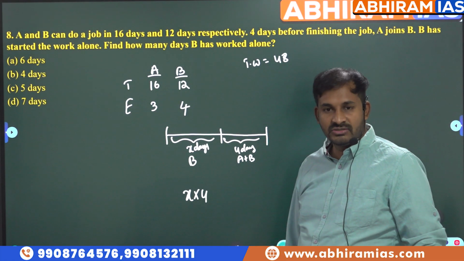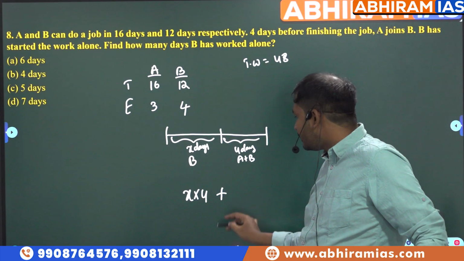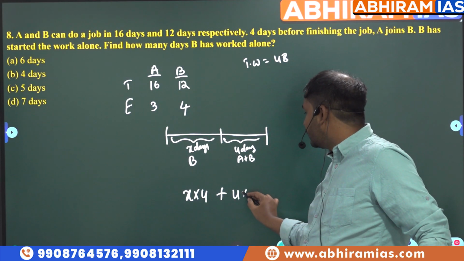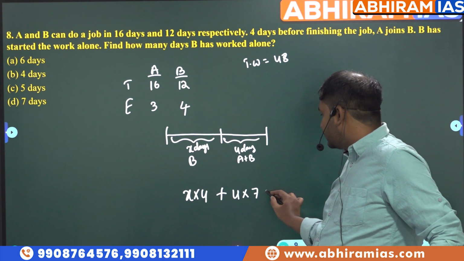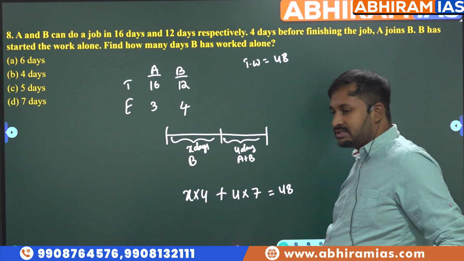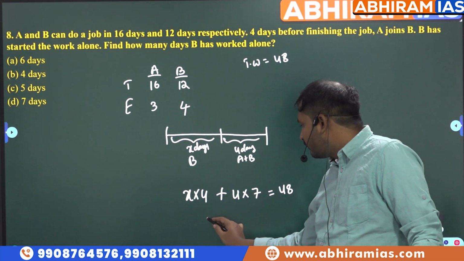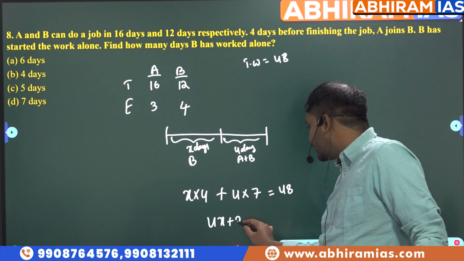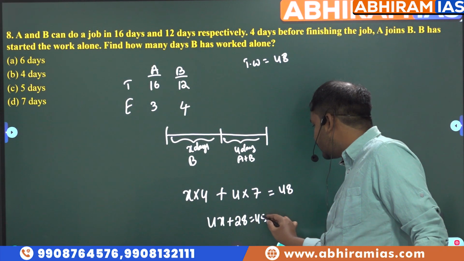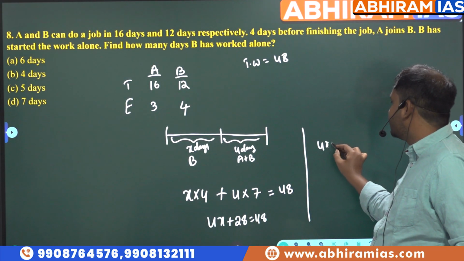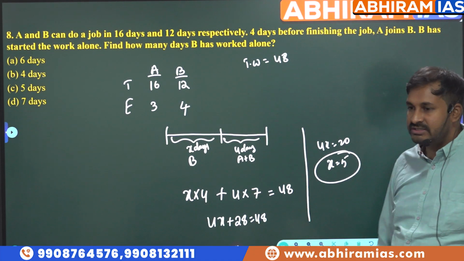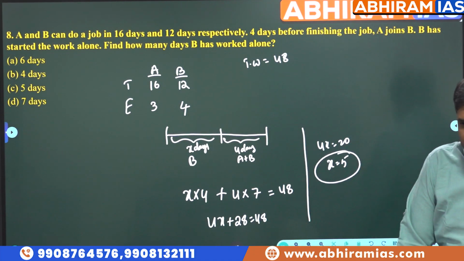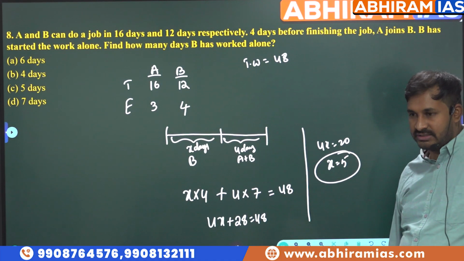X days. So X into 4 plus, with 4, they worked for 4 days. What is the combined efficiency of A and B? 7. By working like this, my total work is finished. So 4x plus 28 is equal to 48. From this 4x will become 20. So x will become what? 5. So that means B alone worked initially for 5 days. B alone worked initially for 5 days.